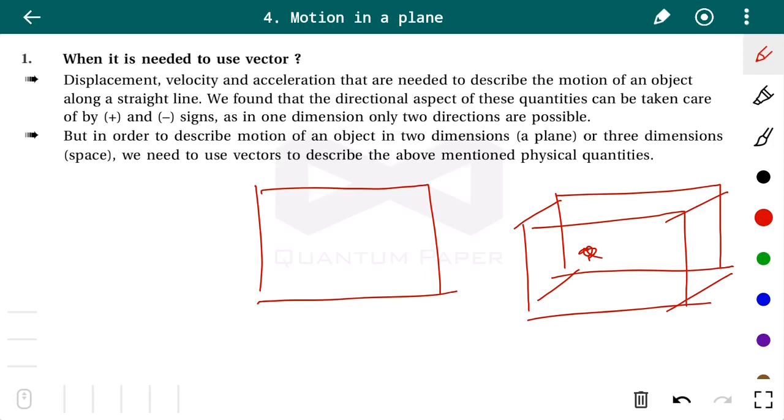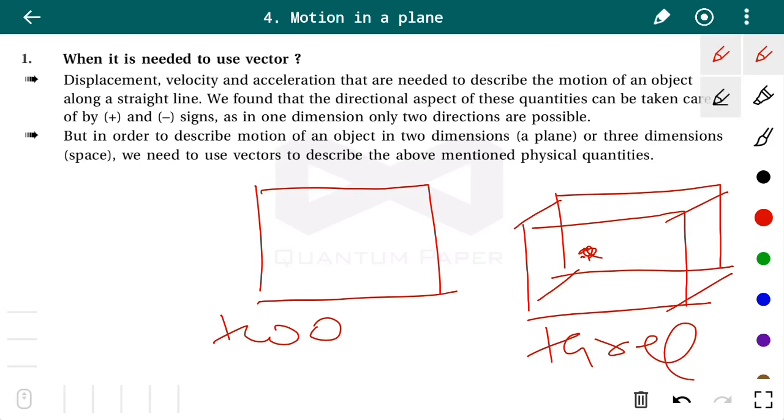So for an object moving in a plane, that is two dimensions, and for an object moving in space, that is three dimensions, a vector is needed to describe the motion. Why? Because we know that vector quantities are those quantities in which we have the magnitude as well as the direction. So the direction is to be mentioned in two dimensions and three dimensions.